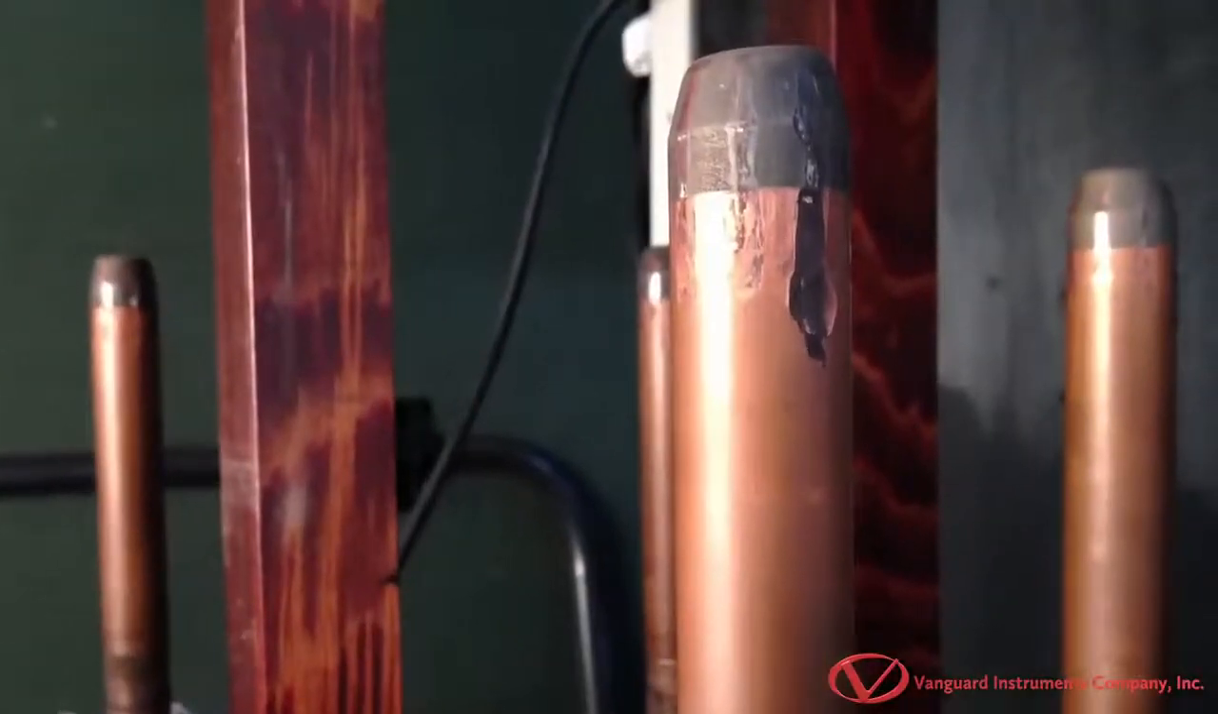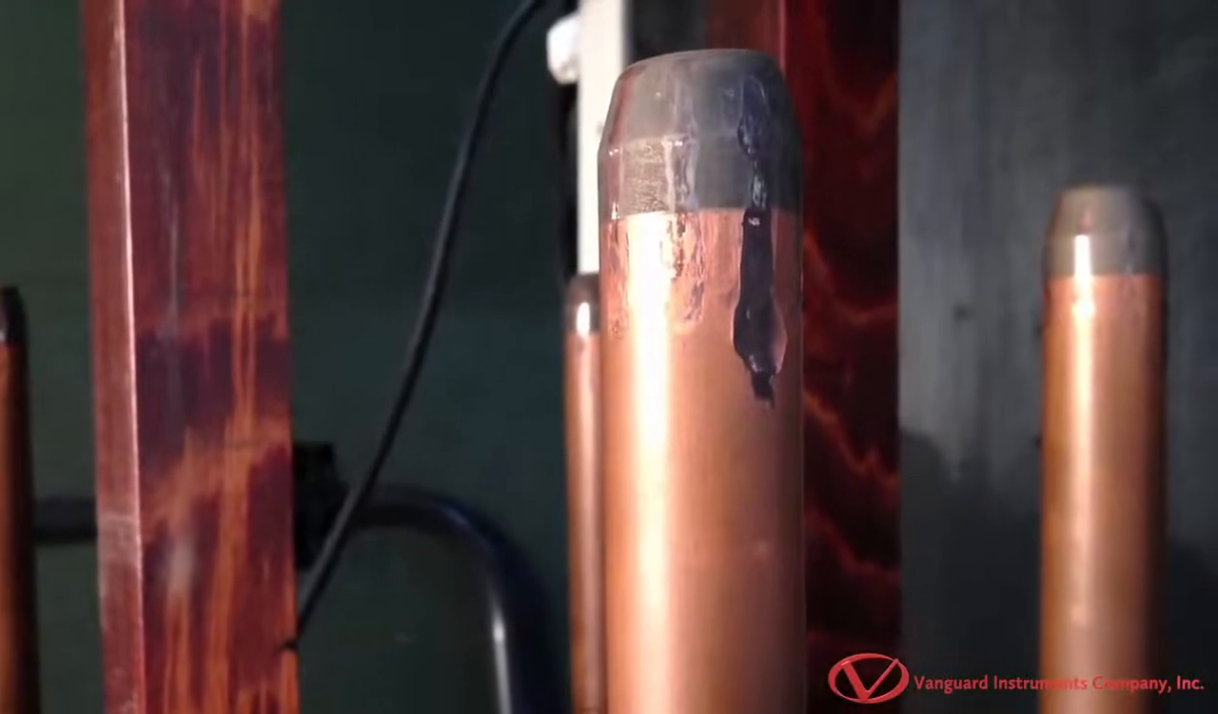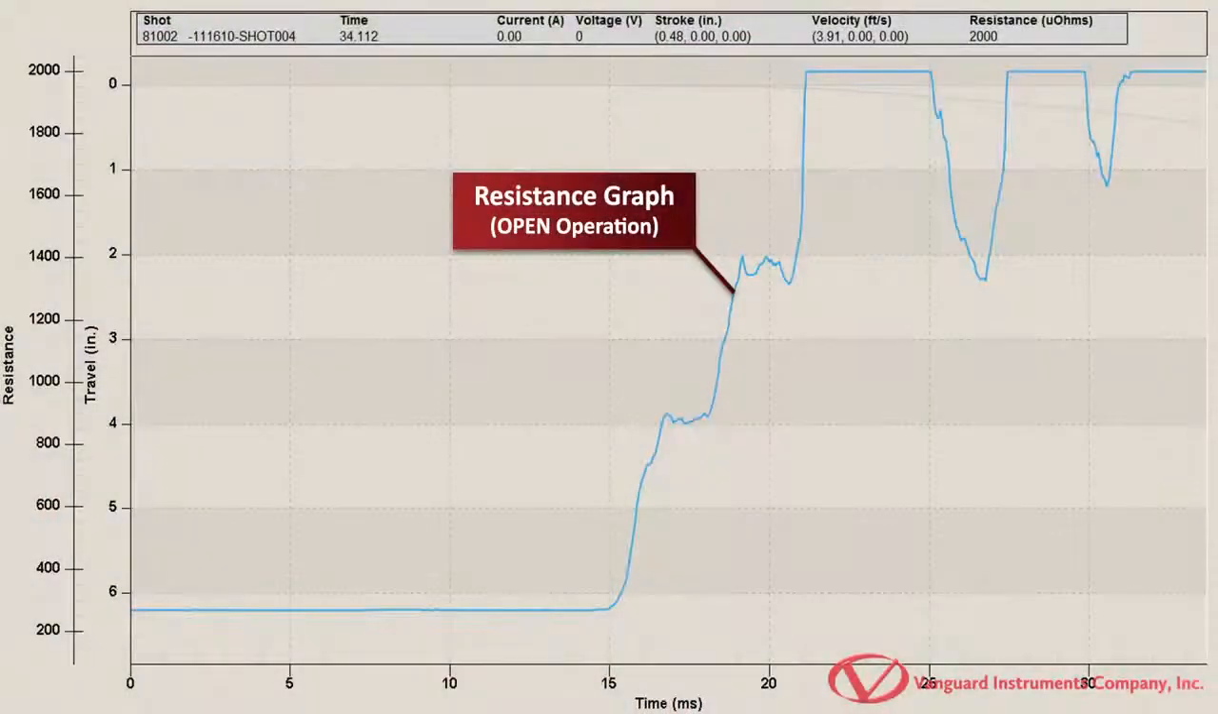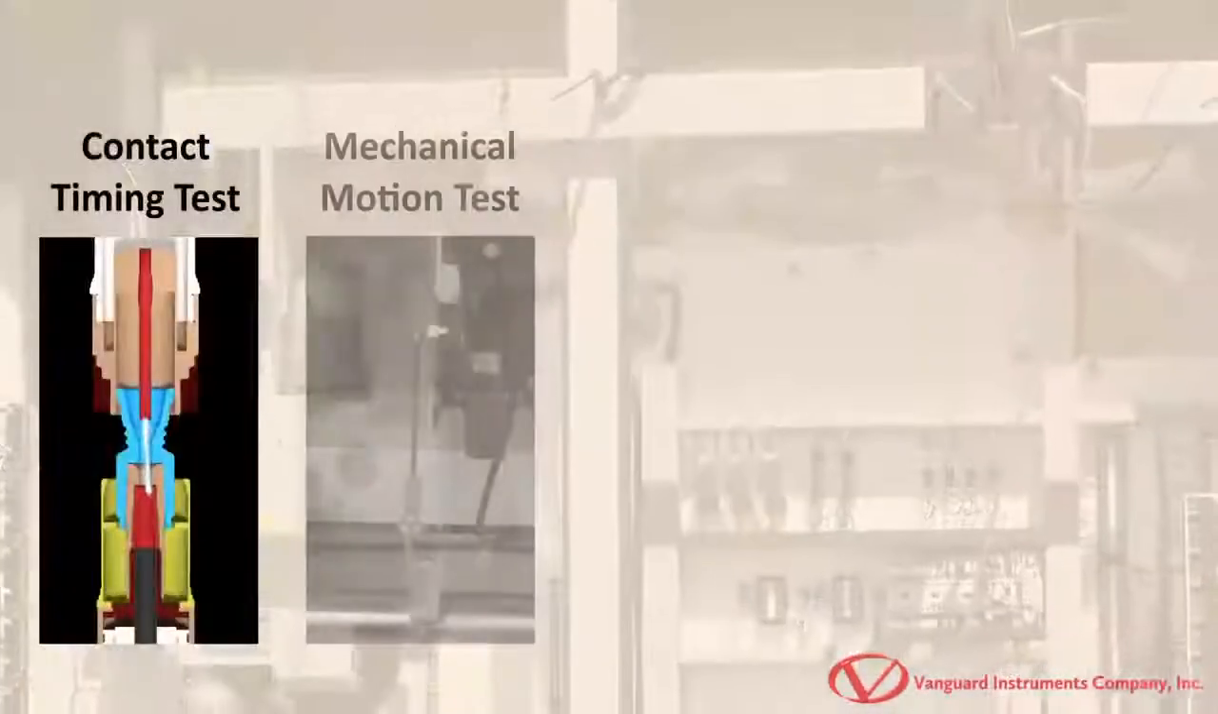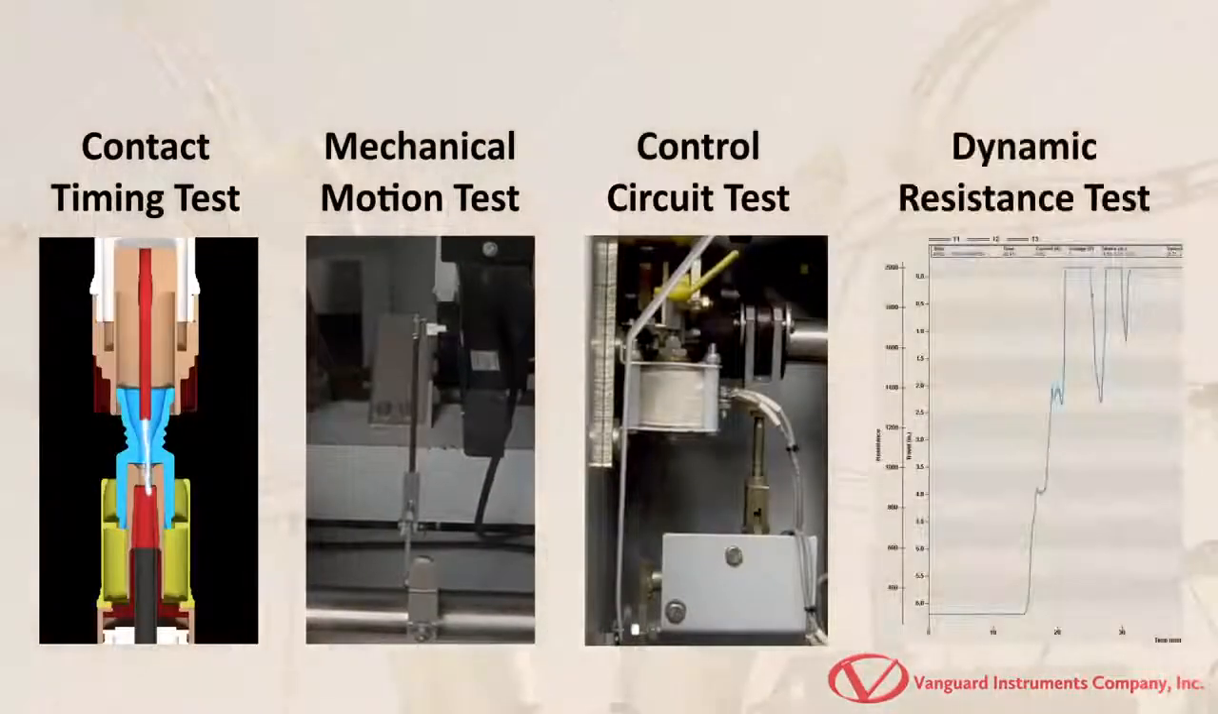Contact wear is also another important factor that can affect a breaker's performance. A dynamic resistance test can be performed, and the resistance chart can be used to analyze the breaker's contact condition during the circuit breaker operation. In order to maintain optimum breaker performance, the various tests described here should be routinely performed.